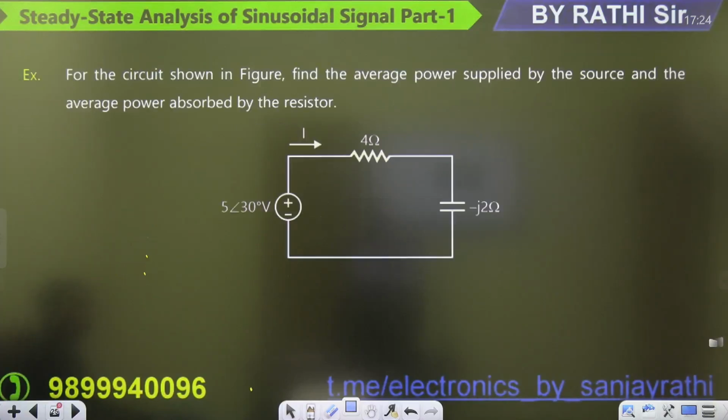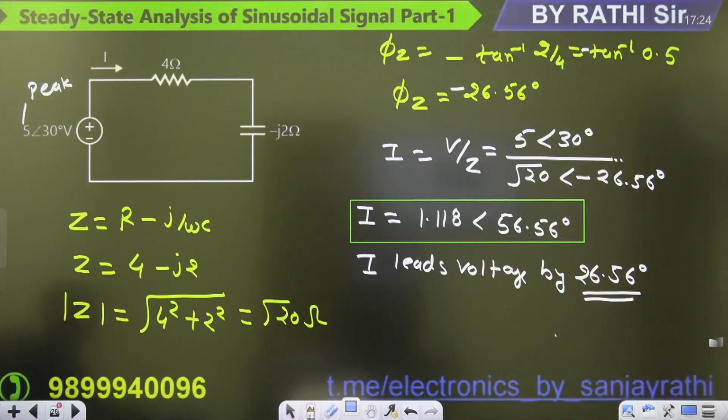Because it is capacitive, that's why we are getting the negative value of the angle. Then it will become positive, current leads the voltage.